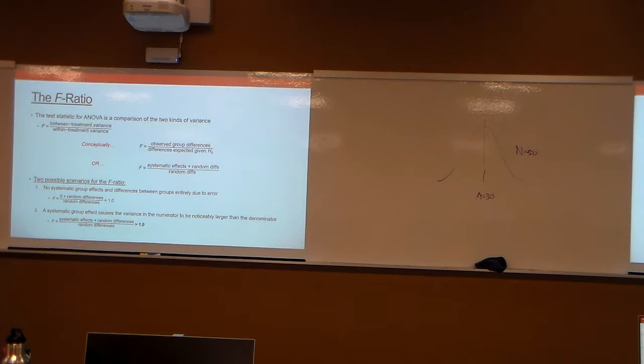On the other hand, the populations we're drawing from might be systematically different, right? I am drawing samples from populations having different means. In this case, I'm going to get some level of systematic effects plus random differences over random differences, but the random parts cancel each other out, and so what I should end up with is some F value that's systematically greater than 1, capturing, hopefully, in the best case scenario, these systematic effects across samples drawn from different populations.